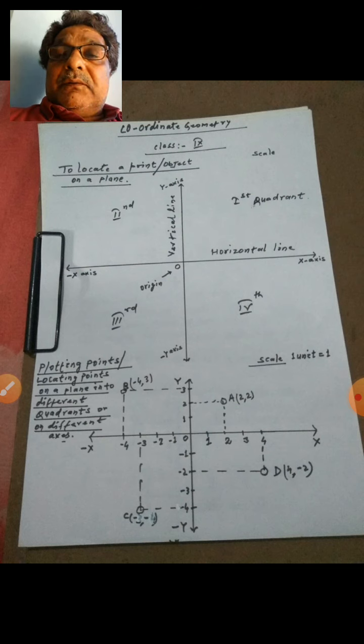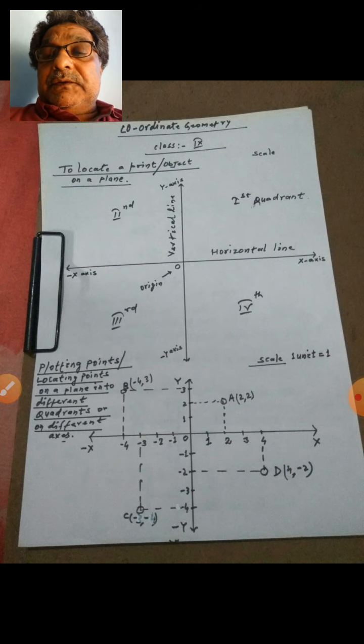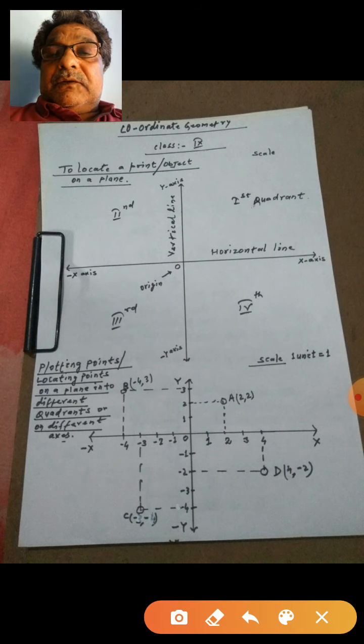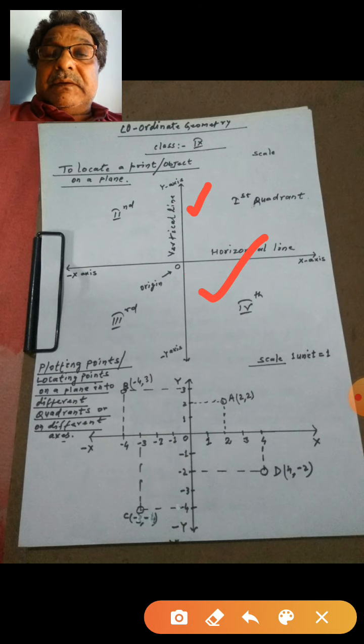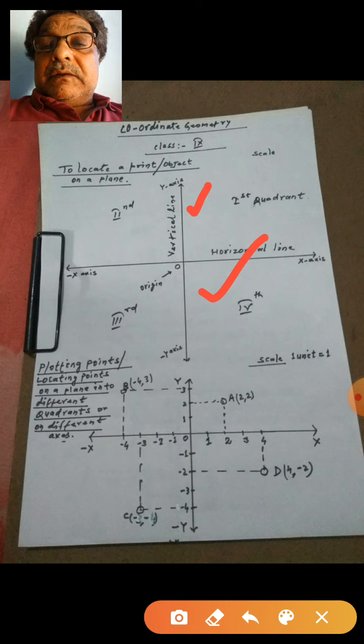First of all, we draw two lines as shown in this figure. One line is horizontal, from left to right, and one is vertical, from top to bottom. Both lines are perpendicular to each other, cutting at a point which is known as the origin and symbolized by O.